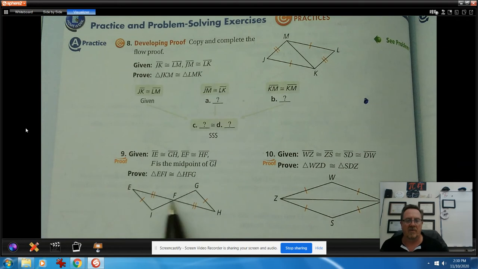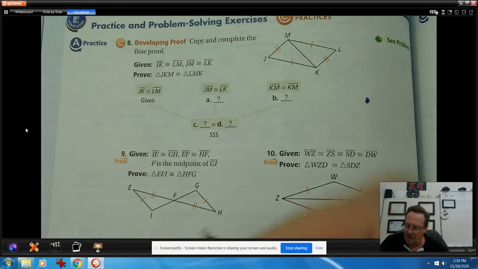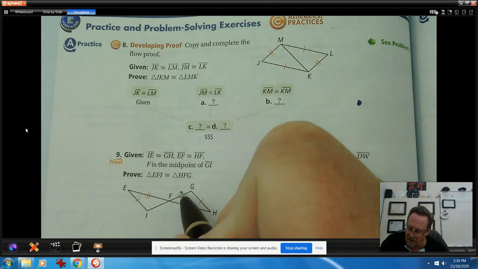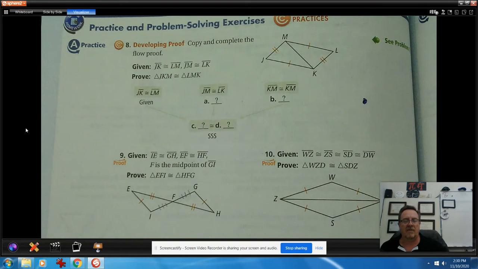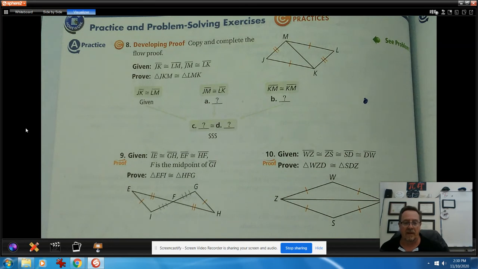F is the midpoint, which means that these two segments are going to be congruent. So that's giving you the whole thing, right? In other words, if F is the midpoint of GI, then FG and IF are going to have the same measure. And so if I said this segment is the same as this segment, does that give you a hint as to how you can show those two triangles are congruent? Hopefully.